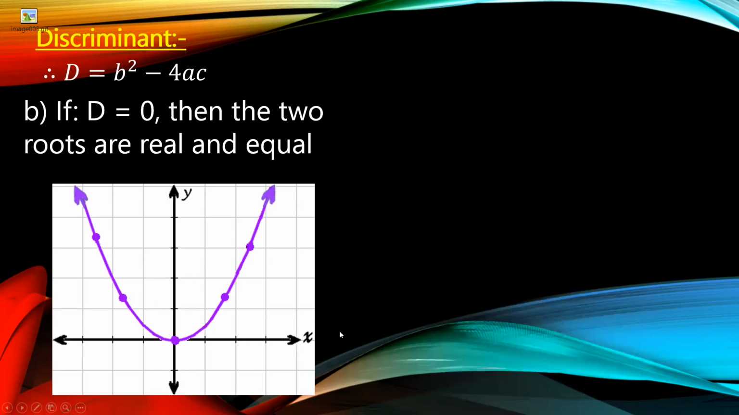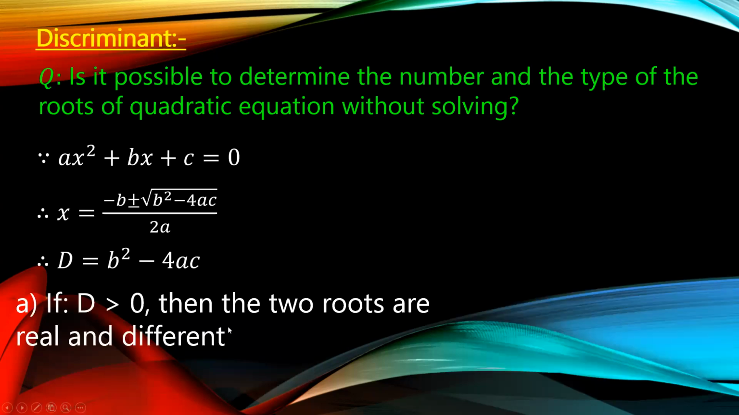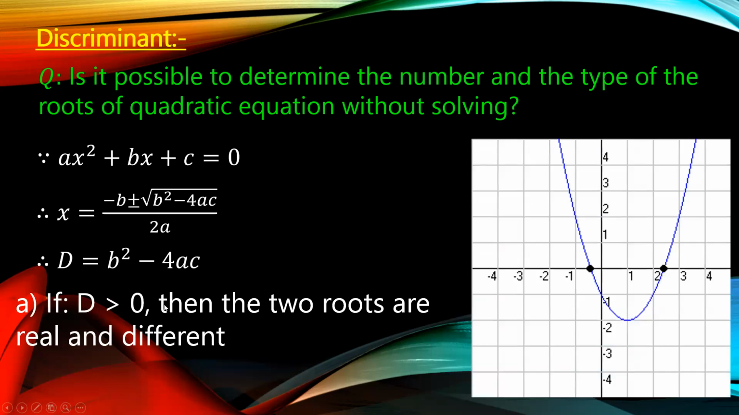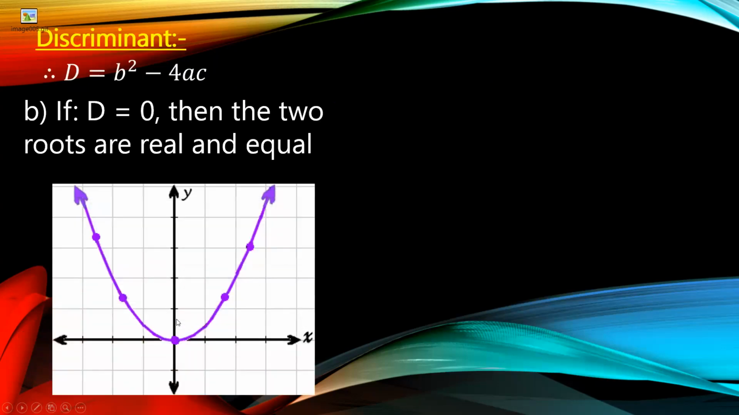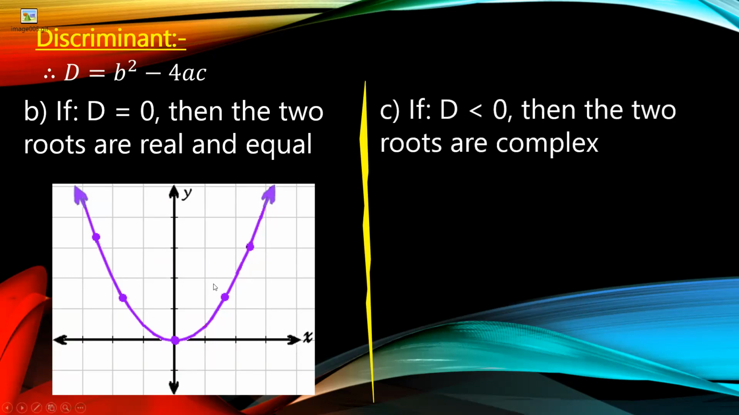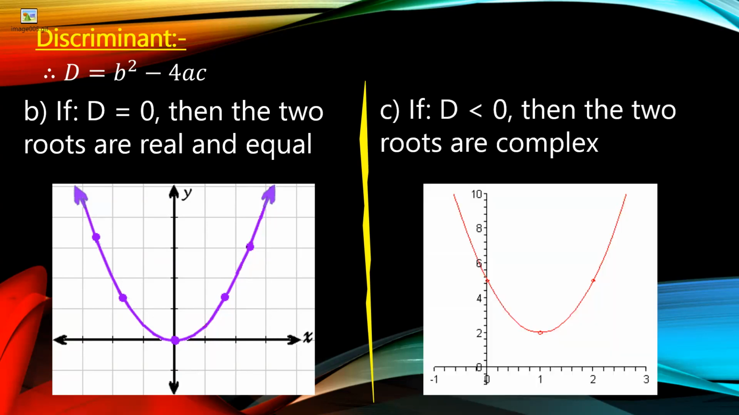Again, if the discriminant is more than 0, you will get two roots, real and different, and the curve drawn by this quadratic cuts the x-axis at 2 points. If the discriminant equals 0, then the curve will cut the x-axis at 1 point, and the two roots will be real and equal, or 1 real root. If the discriminant is less than 0, then the two roots are complex and the curve doesn't cut the x-axis at any point.